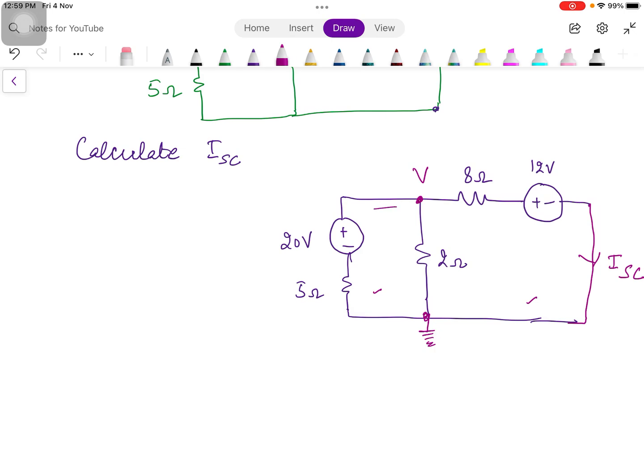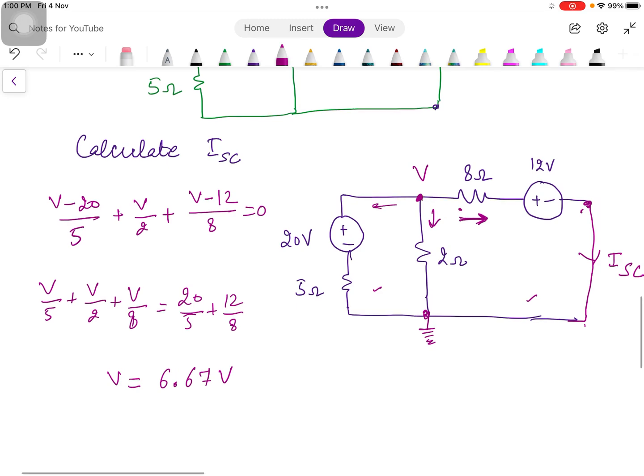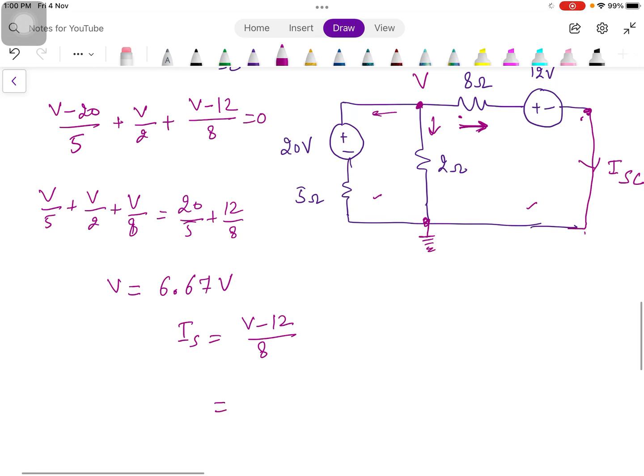So when we apply nodal analysis, current in this 5 ohm resistance is (V minus 20) by 5, then current in the 2 ohm resistance is V by 2. Current through this 8 ohm resistance is (V minus 12) by 8. So you have a single equation: V by 5 plus V by 2 plus V by 8 equals 20 by 5 plus 12 by 8. The solution of this will give us the value of V as 6.67 volts. Now ISC, the short circuit current, is in series with the 8 ohm resistance. So the current through the 8 ohm resistance is the same as the short circuit current. ISC is (V minus 12) upon 8, so it's (6.67 minus 12) by 8, which is minus 0.667 amperes.